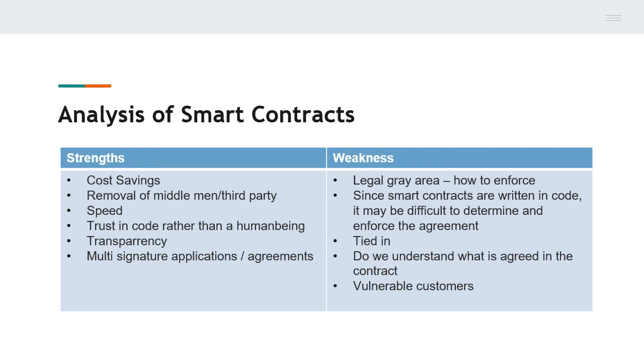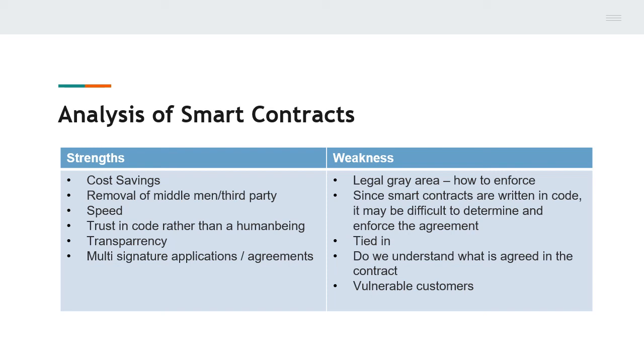Do we understand what is agreed in the contract? Going back to the previous point, since smart contracts are written in code, are we fully aware of what we agree to or not? Could we have been missold? And then this leads on to the final point of vulnerable customers.